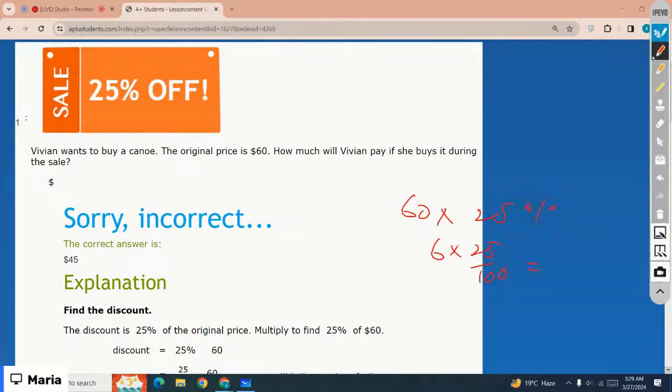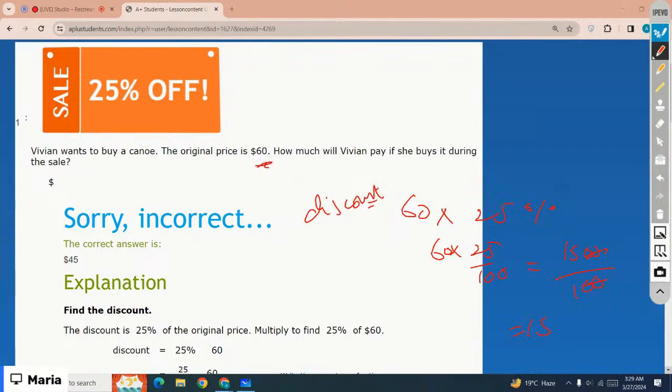So when you multiply 25 times 60, that is 1500, and 1500 divided by 100 is 15, and 15 is the discount. That means you have a $15 discount on $60, right?